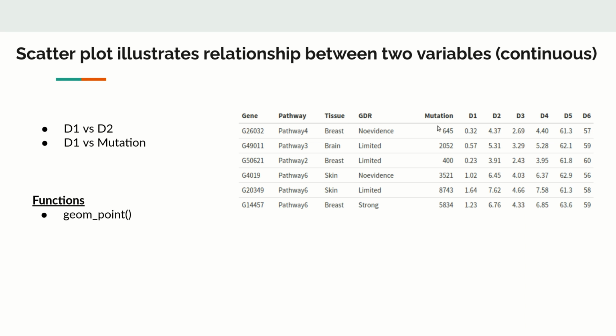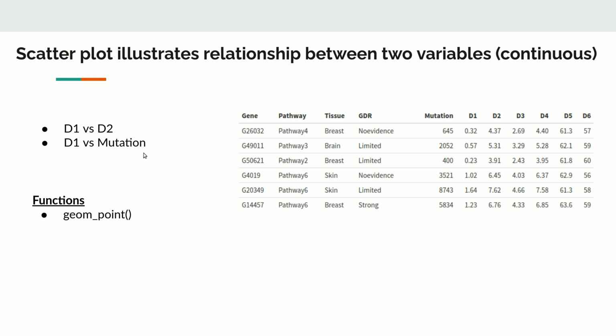Now we can choose any of these two variables and try to see how they are related to each other. So that means, let's say if you are interested in how the gene expression is varying between D1 and D2, or how the relationship between expression in D1 versus the number of mutation on that gene. So this way you can choose any two continuous columns and try to find the relationship between these two. Whether there is a positive trend, a negative trend, what is the correlation, the scatter plot will give you information about those kinds of things.